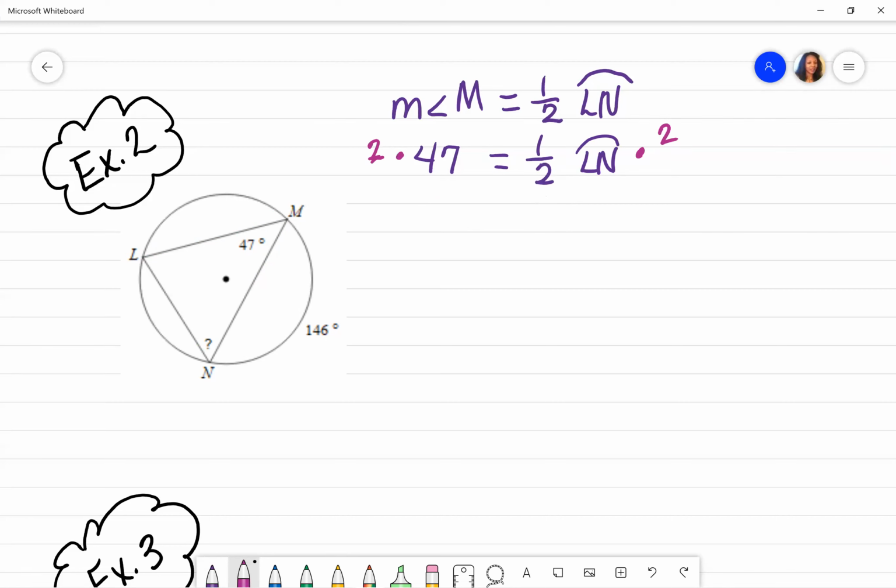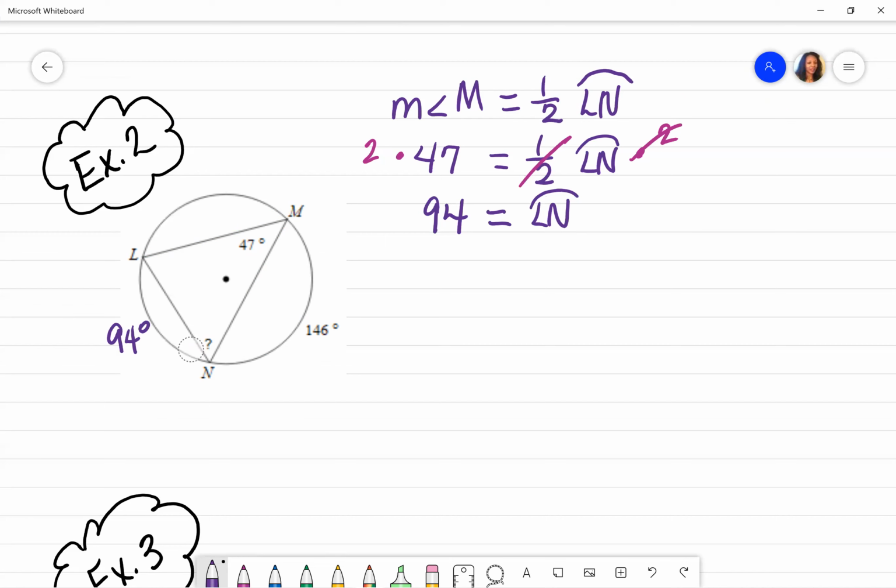Okay, and then what you would do is focus more on the left-hand side, because the whole purpose of doing that is that when you do an inverse, you're undoing something. So you wanted to get rid of that fraction. That was the entire reason that you multiply by 2. So when you multiply 47 times 2, you end up with 94. And that's the measure of your arc LN. So if you wanted to, you could just go ahead and write that over here, so if you're visual, you can see that. But again, we're trying to find the measure of angle N.